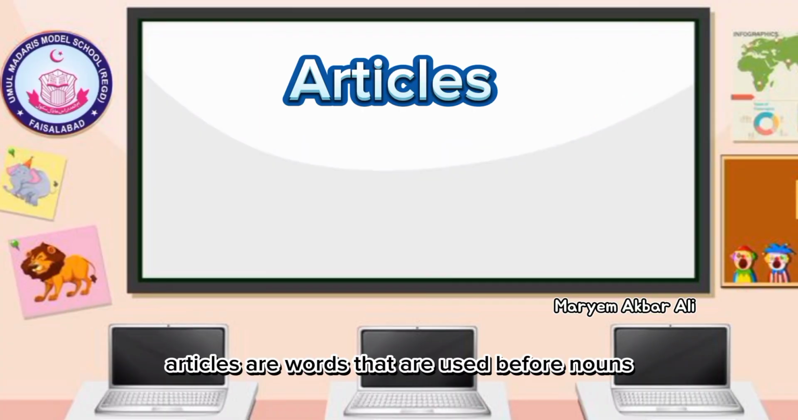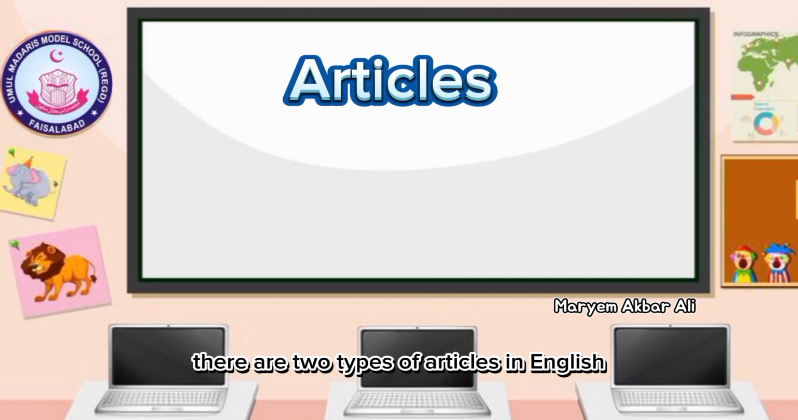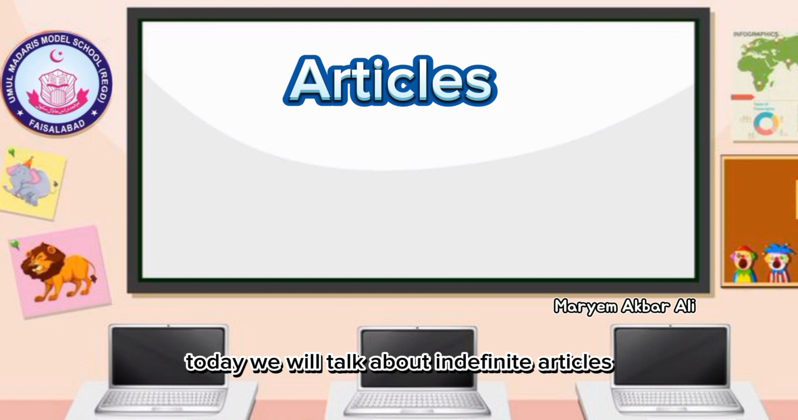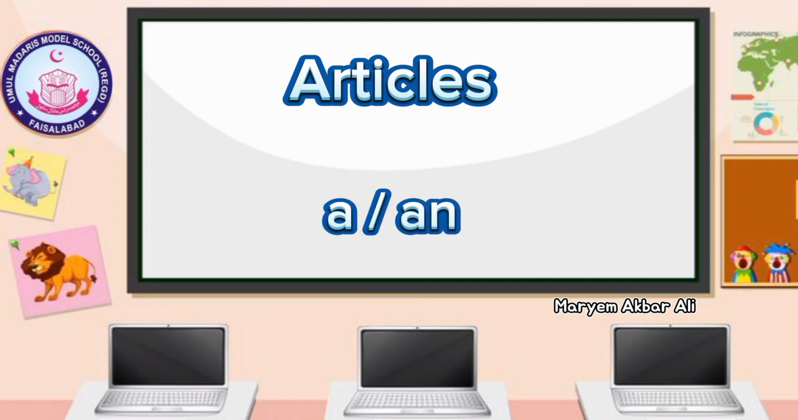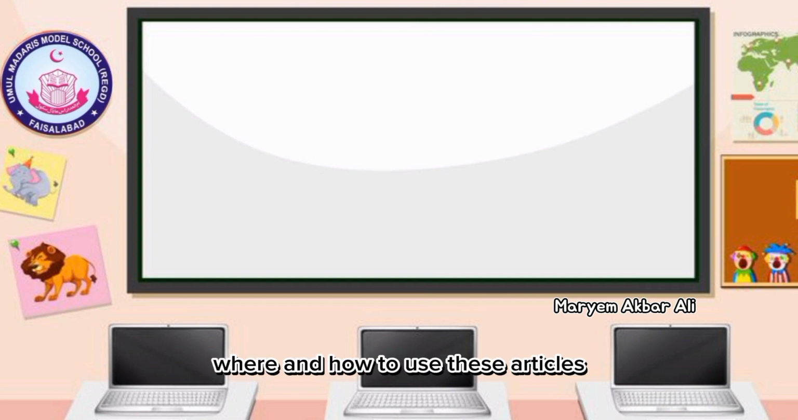So basically, articles are words that are used before nouns. There are two types of articles in English, definite and indefinite. Today we will talk about indefinite articles, that are a and an. The thing we will discuss today will be where and how to use these articles.